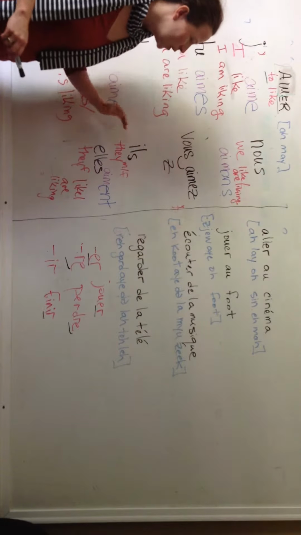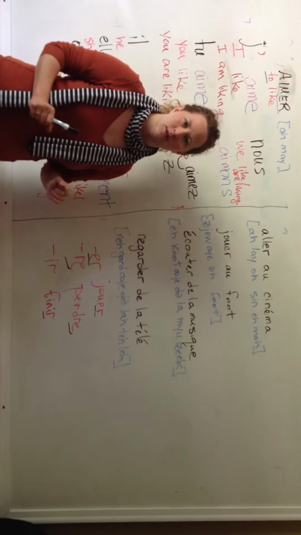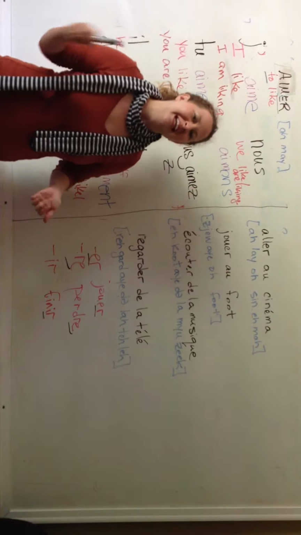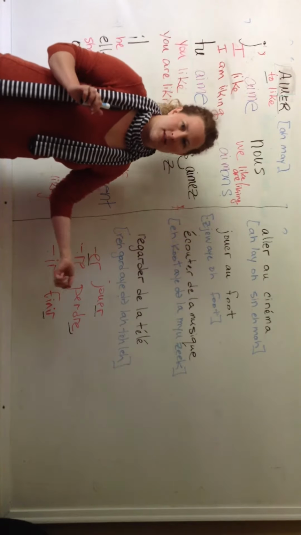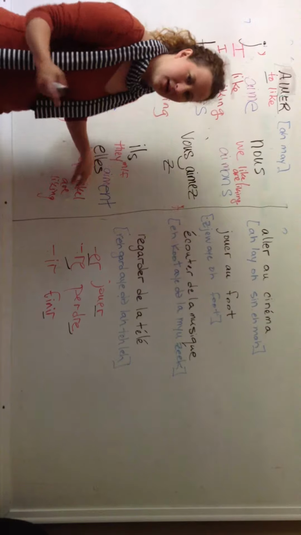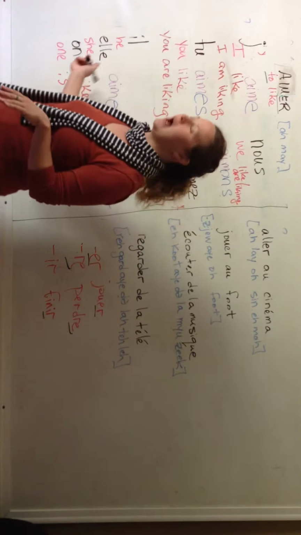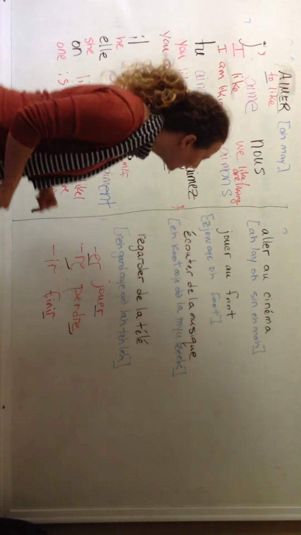Alright. So ils aiment regarder la télé, they like to watch television. Il aime regarder la télé, he likes to watch television. Did I say that right? Ils aiment, they like, and then il aime, he likes. And I messed that one up too, and I apologize.